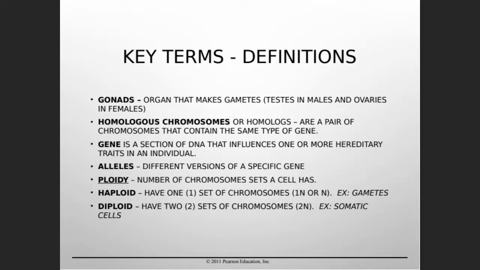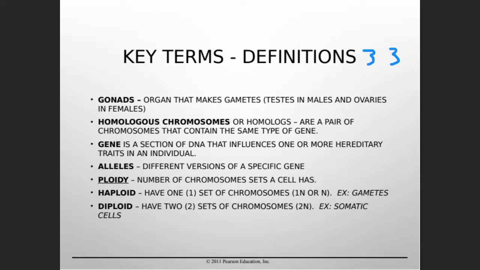All right, so again, key definitions. Gonads are the organs that make the gametes, testes in males and ovaries in females. These are your gonads. These make your sex cells. Homologous chromosomes, or homologs, are a pair of chromosomes that contain the same type of gene. Now remember, we have 23 pairs of chromosomes, 46. So homologous chromosomes, let's say chromosome 3 from dad and chromosome 3 from mom, are going to have the same genes on them. They're going to have the same information. They're homologous chromosomes, okay? Now we'll talk about alleles in a minute.